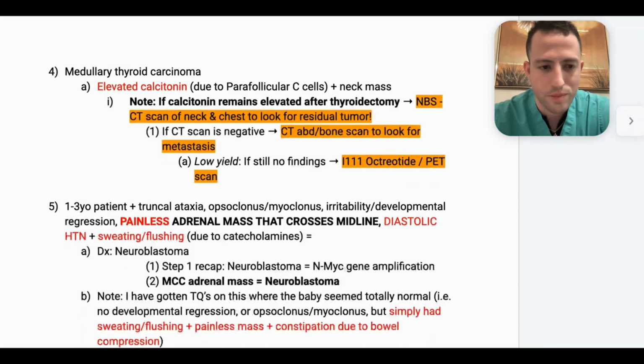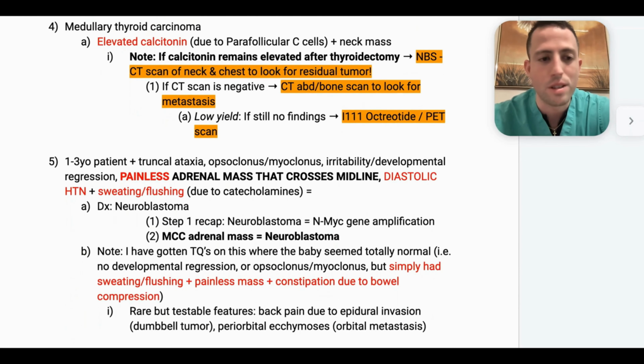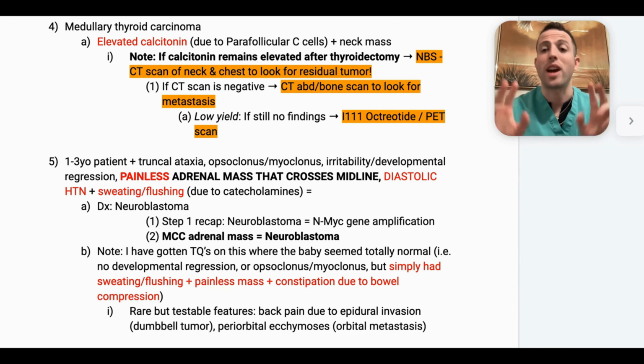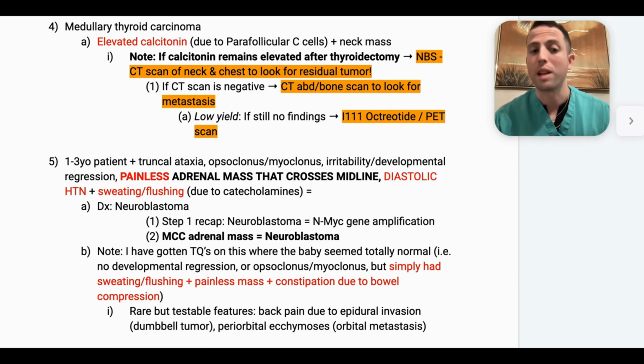Number 5, this is mega high yield. So a 1 to 3 year old patient with truncal ataxia, opsoclonus myoclonus, irritability, developmental regression, and a painless adrenal mass that crosses midline with diastolic hypertension and sweating and flushing, you're thinking neuroblastoma is your diagnosis. The sweating and flushing is due to the catecholamines. It's a painless adrenal mass that crosses midline, and that's going to help differentiate it from a nephroblastoma, which does not cross midline.